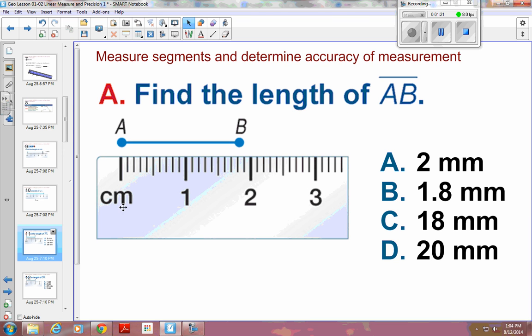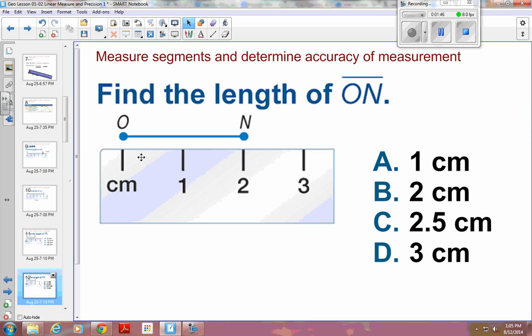Find the length of AB. Again, we're back in millimeters. We've got the little tiny ones. We've got millimeters. So this is going to be 10, 11, 12, 13, 14, 15, 16, 17, 18. So it looks like we are at 18 millimeters. So the answer would be C. C would be the best possible answer for this case.